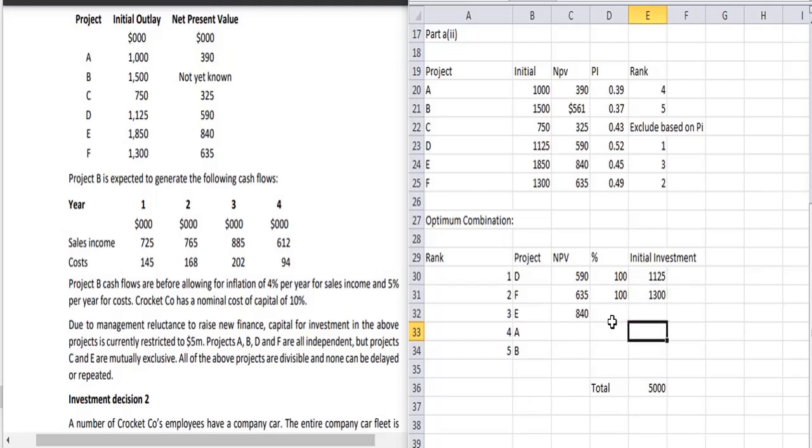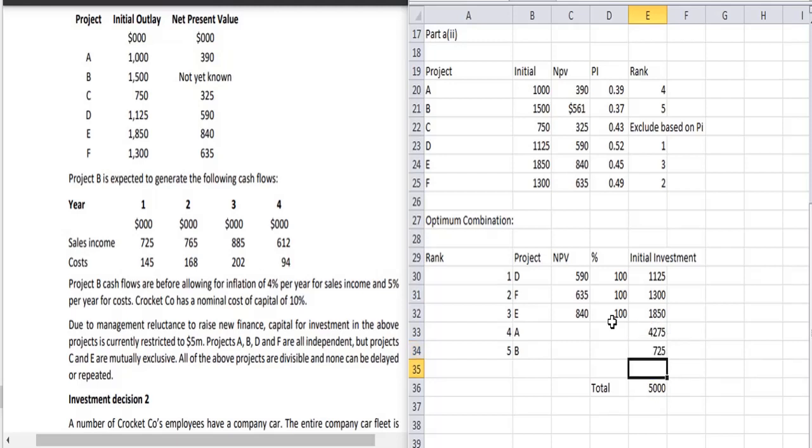Okay, so project E initial investment is 1850. Okay, so we did 100% investment in E as well. So what is the total amount? Okay, so 4275 we had already invested in the D, F, E. Now what is the remaining amount? Remaining amount is, oh, just wait.